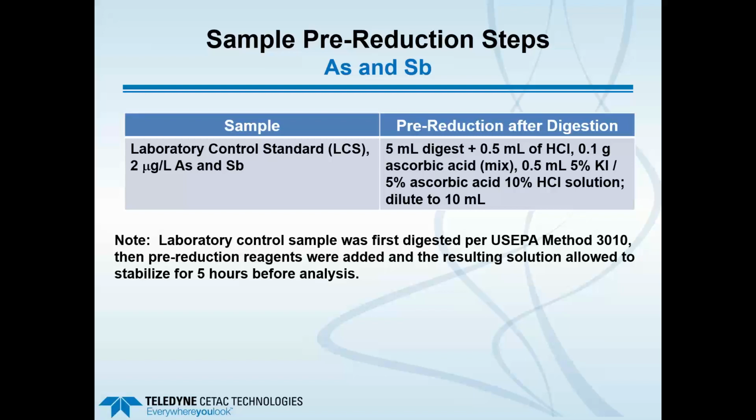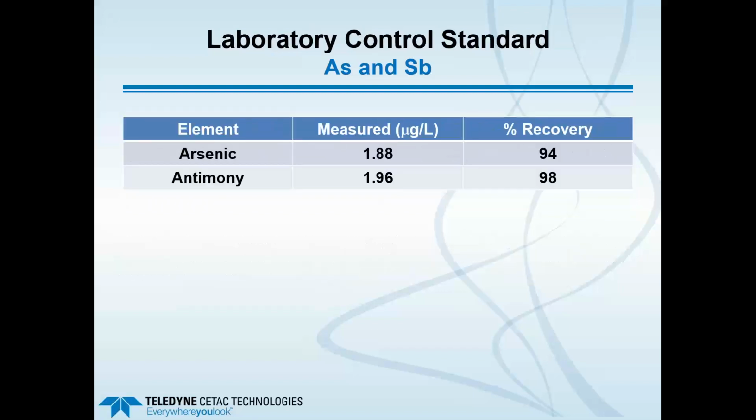In addition, a laboratory control standard, or LCS, at 2 part per billion of arsenic and selenium was also run. That was, of course, digested as previous per the US EPA method, and then the pre-reduction reagents were added, and the resulting solution allowed to stabilize for 5 hours before analysis. So for the laboratory control standard, reading against the calibration curve, again, we got excellent recoveries of the 2 part per billion for arsenic, antimony, 94 and 98% respectively.